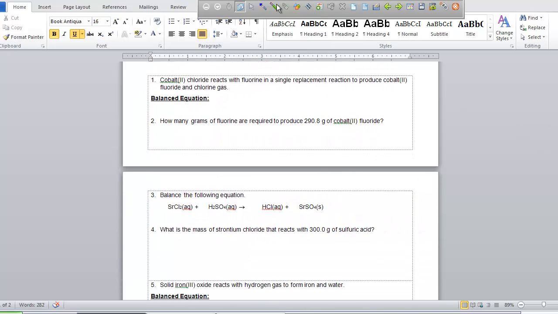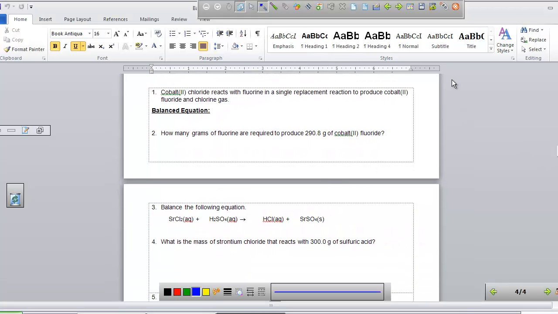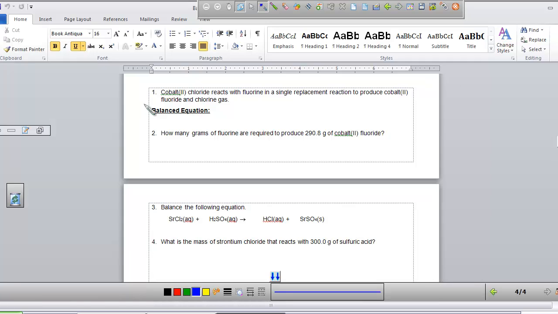We'll start with cobalt(II) chloride. First, you need to be able to write an equation. You'll need to know that cobalt(II) means that it has a +2 charge. Chlorine has a negative charge, and so when you crisscross, you'll be able to write that formula down. It reacts with fluorine. Fluorine is one of your Brinkelhoffs, so it's going to be a diatomic compound, so don't forget that.